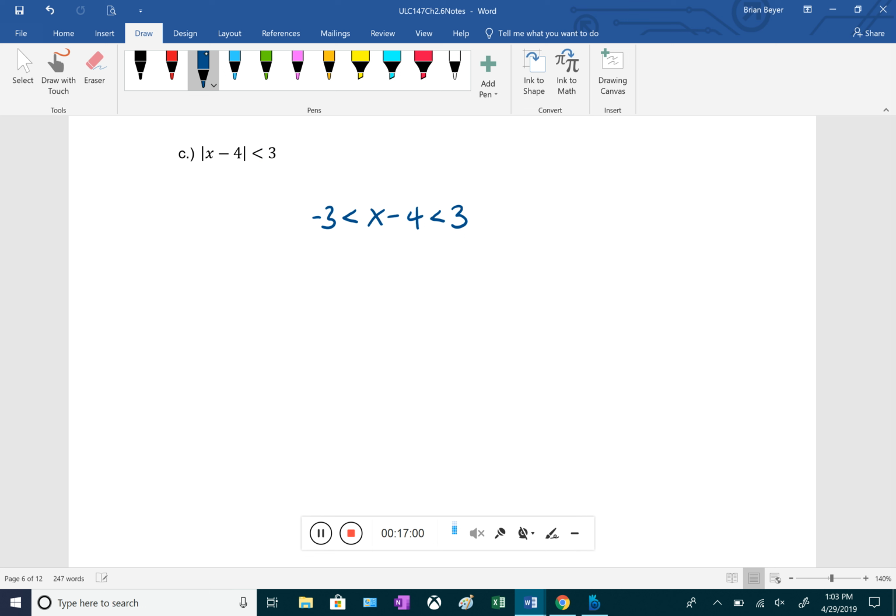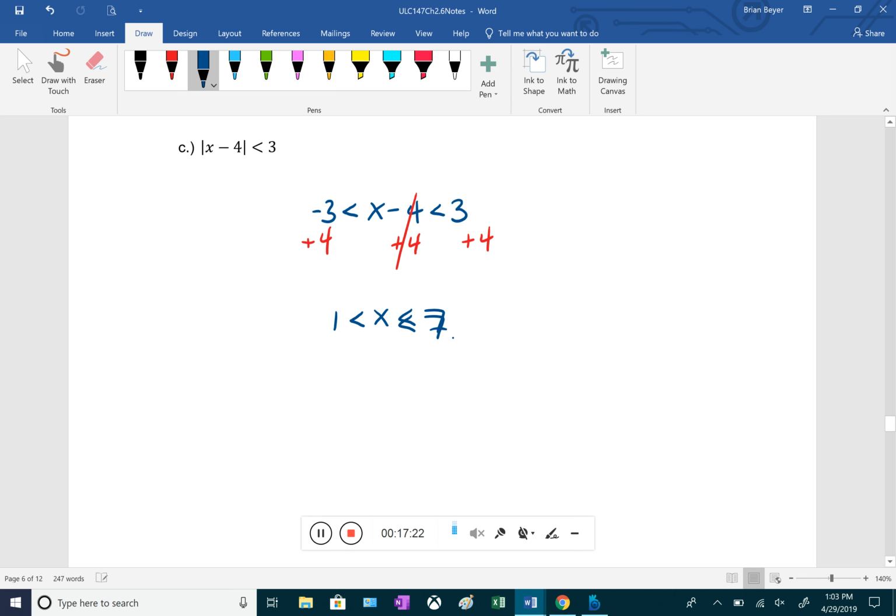So now we need to isolate x. So we need to get rid of this minus 4. So we're going to add it, except this time we're actually adding it to 3 separate sides. We're going to add it here to cancel it, and then we have to add it to the left and the right. Negative 3 plus 4, we get 1. Less than x, less than 3 plus 4 is 7.